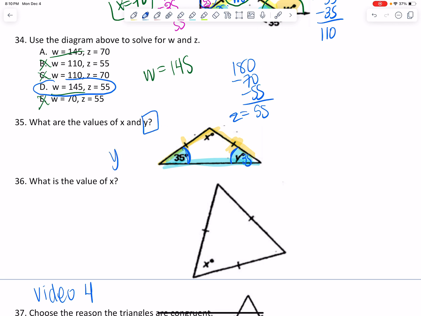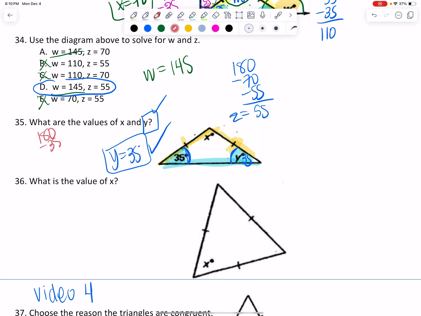So what is the value of Y? Y equals 35 degrees. Check. Now it wants to know the value of X. It's isosceles, so what I'm going to do is take 180 and subtract the two angles I've spent. That's going to give you 110 degrees. So what is the value of X? X equals 110 degrees. Okay.